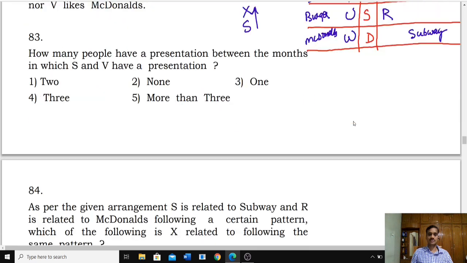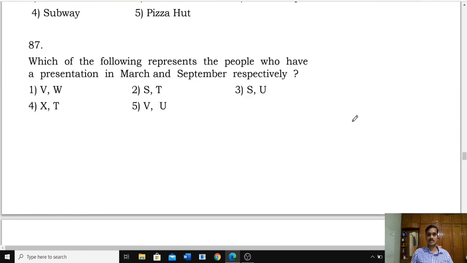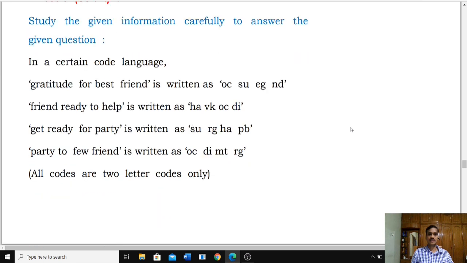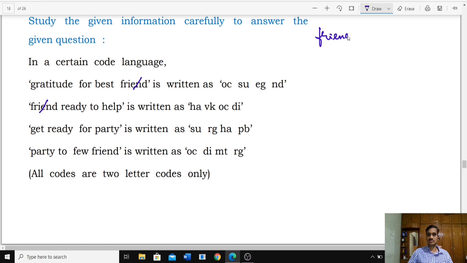Hope everyone followed this one, 83 to 87. Then 88 to 92. Now in this 88 to 92, gratitude for best friend is written as... Now if you compare the first and the second statement, friend is the only word that is common between these two, and the code that is common between these two, OCSU. OC is the only code that is common. Hence the code to the word friend is OC.